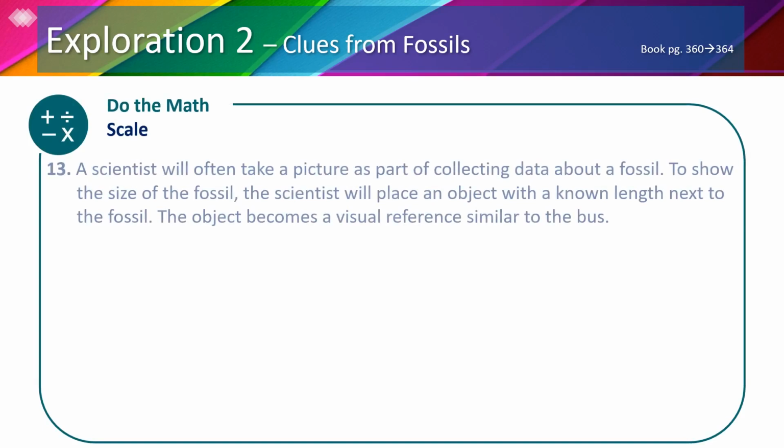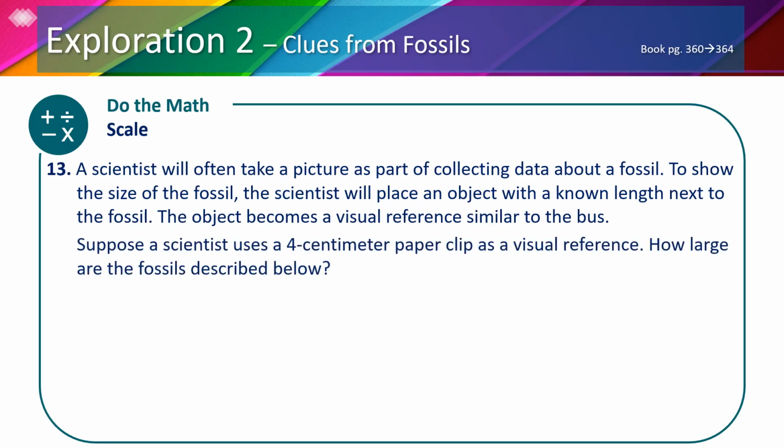A scientist will often take a picture as part of collecting data about a fossil. To show the size of the fossil, the scientist will place an object with a known length next to the fossil. The object becomes a visual reference similar to the bus. Suppose a scientist uses a 4 cm paperclip as a visual reference. How large are the fossils described below?